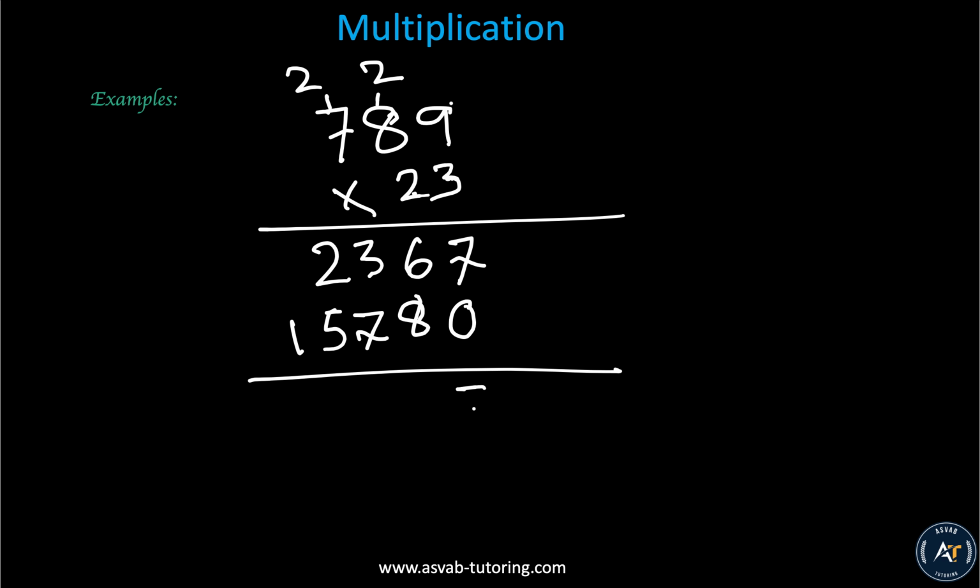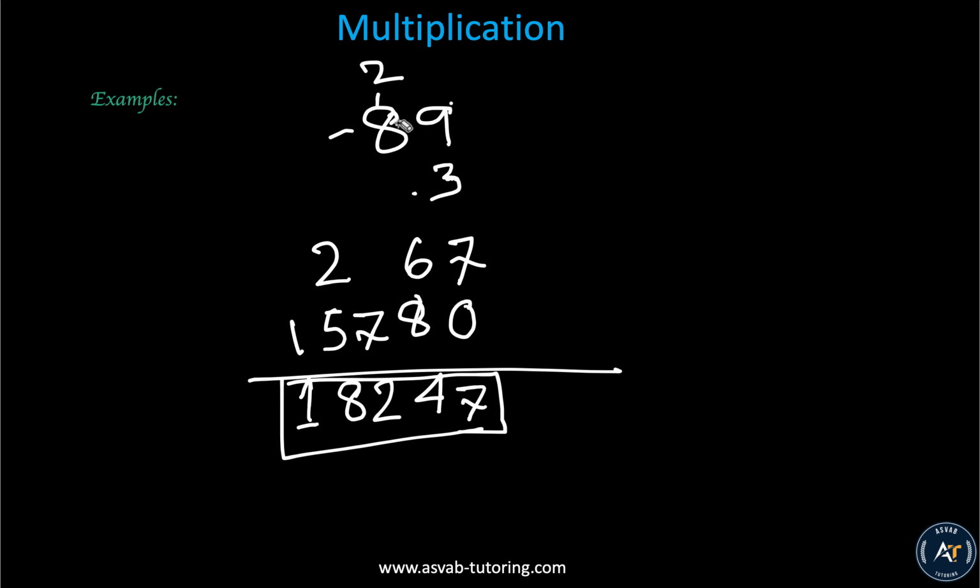So you have 7, 8 plus 6 is 14, 4, carry 1. 8 plus 1 is 9, 9 plus 3 is 12, 2, carry 1. 5 plus 1 is 6 plus 2 is 8, and this is 1 here. So that is the answer for that. Okay, let's do another one.